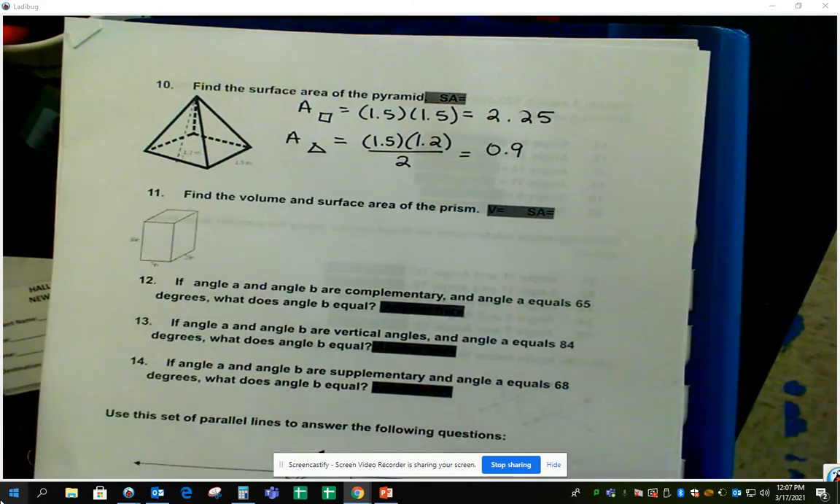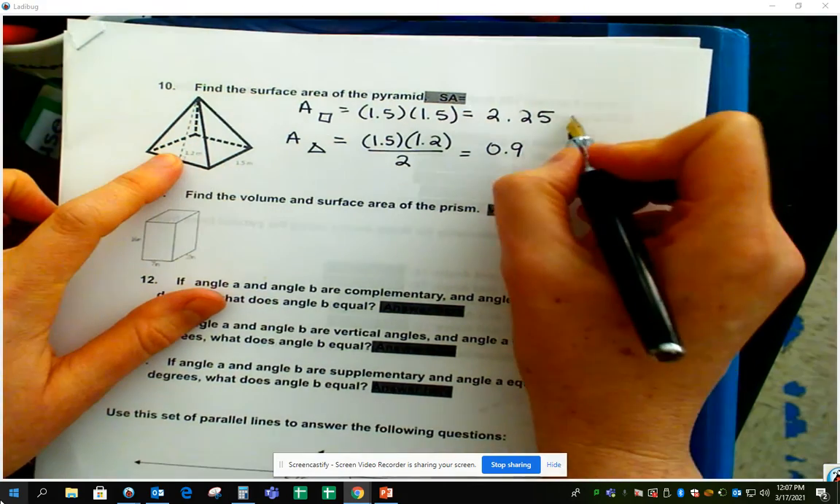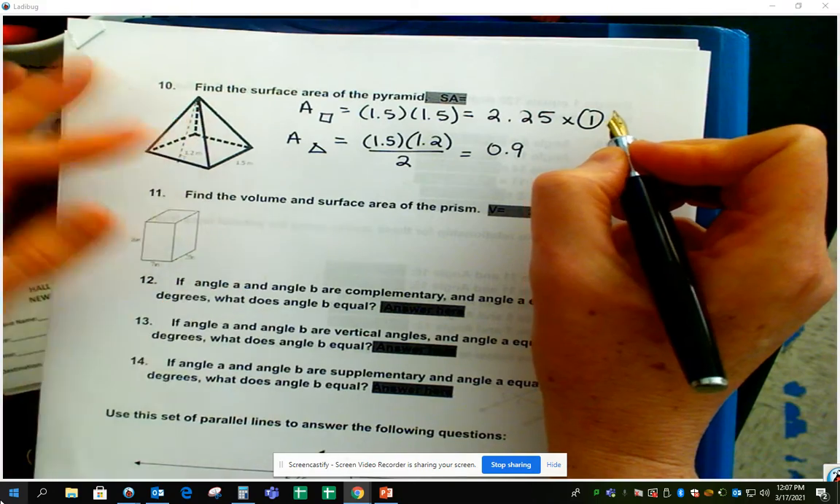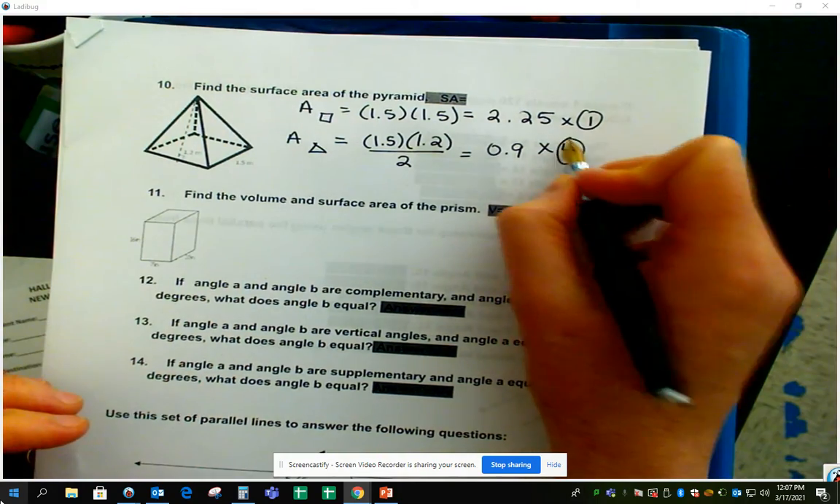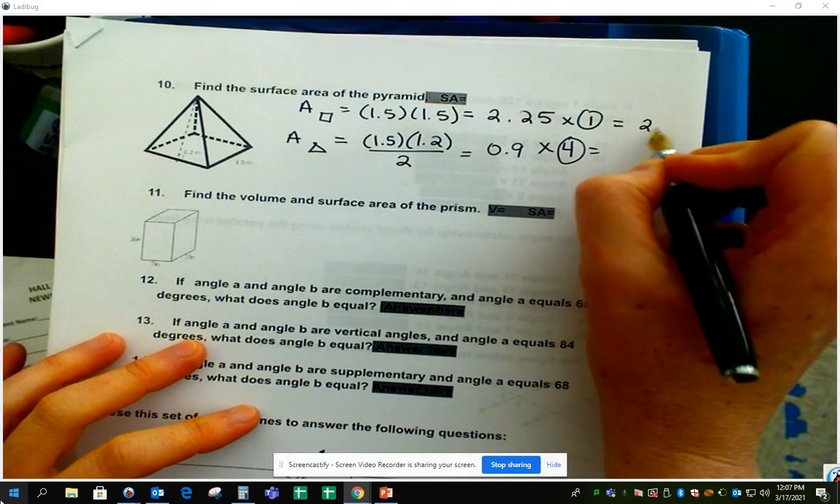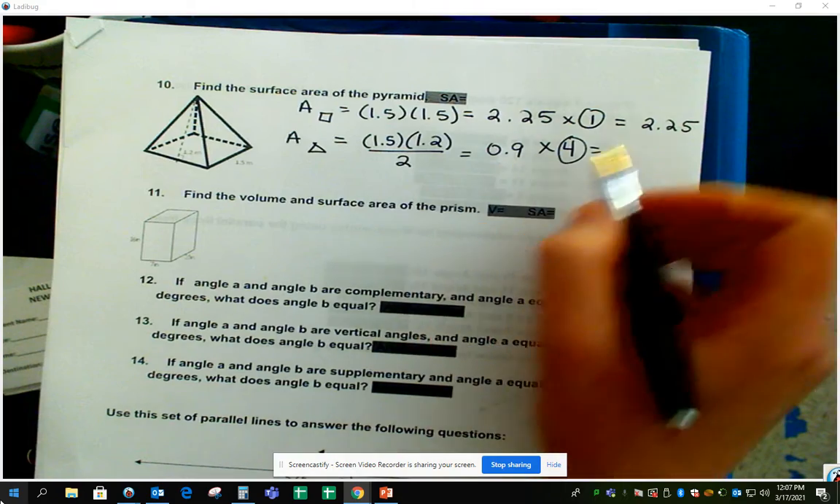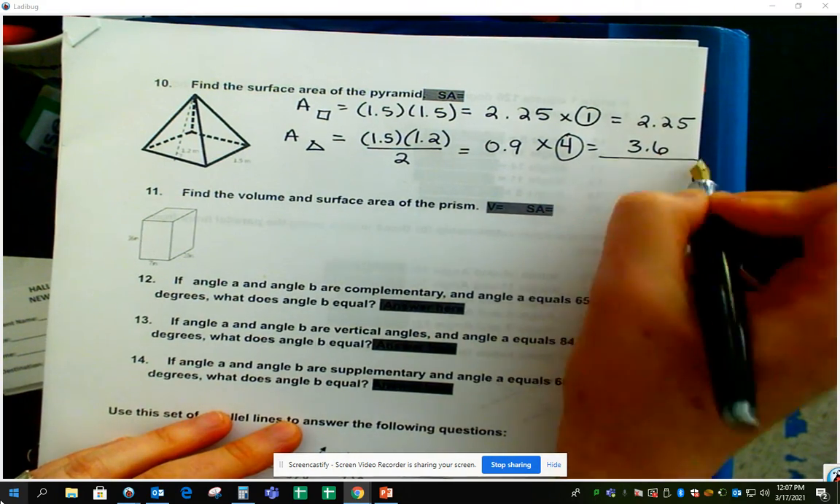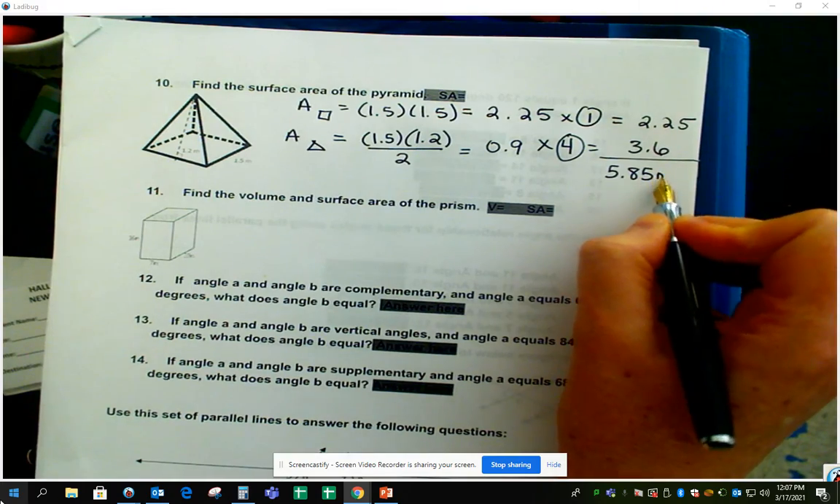Now we just need to figure out how many of each surface we have. So there's one square, and there are 1, 2, 3, 4 triangles. Okay, so we're going to have 2.25, and then 0.9 times 4 is 3.6. When we add those together, we get 5.85 meters squared.